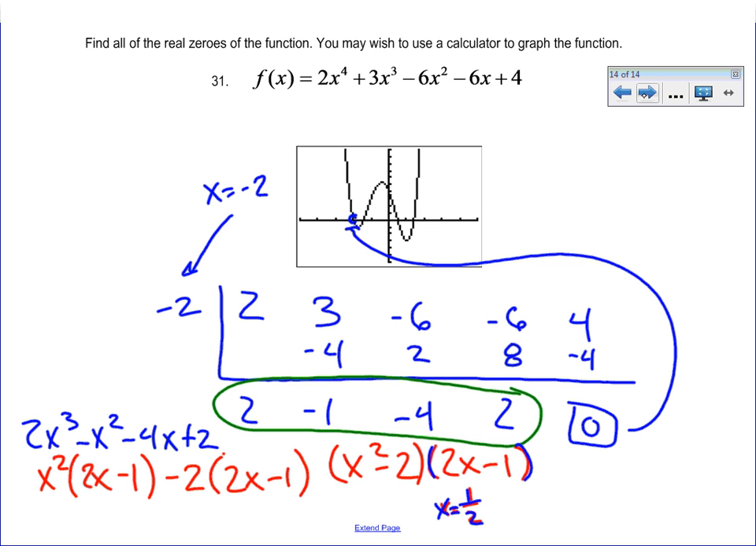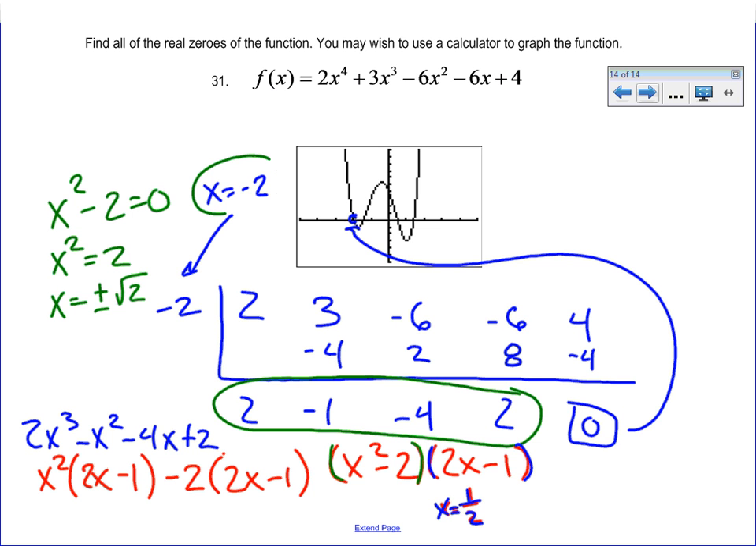All right, now x squared minus 2, how do I get a 0 out of that? Well, I asked myself, how would I make x squared minus 2 equal 0? Well, x squared would have to be 2, and x would have to be positive or negative square root of 2. So I have 4 answers.